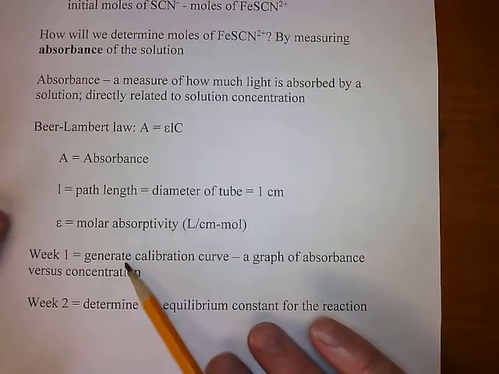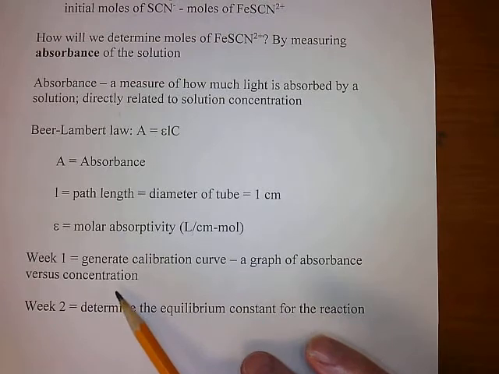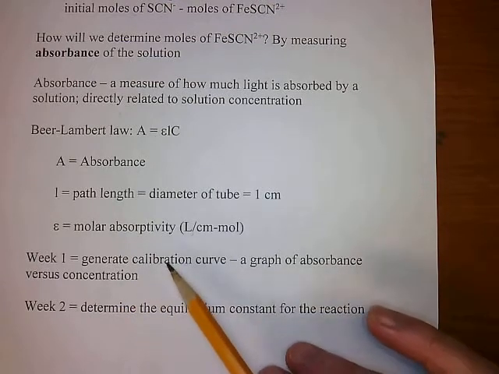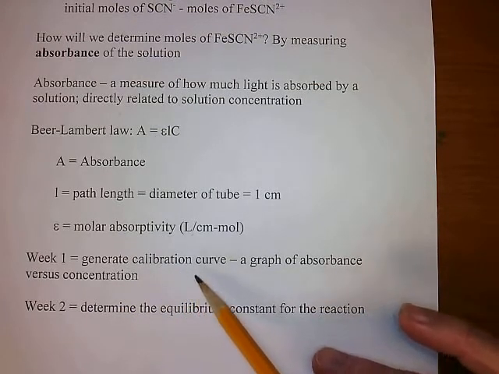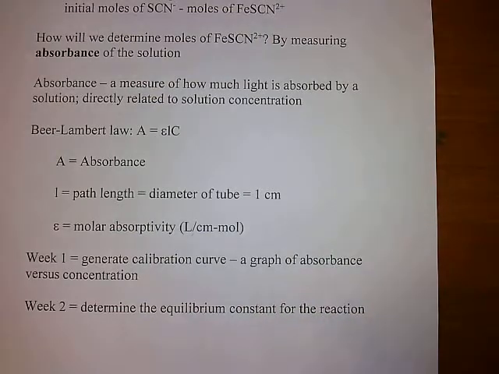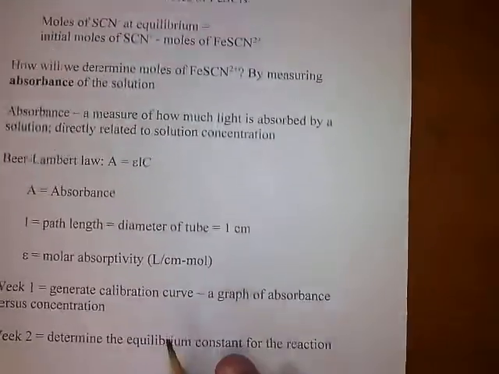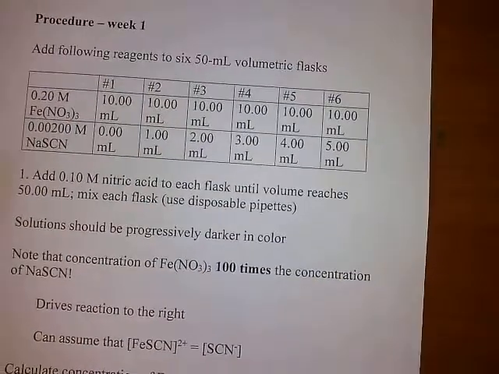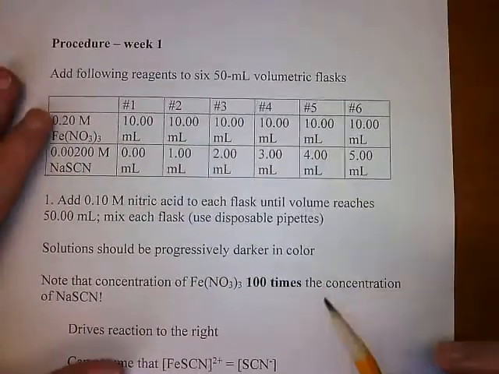So in week 1, we're going to generate a calibration curve. That's basically a graph of absorbance versus concentration, which should be a straight line because absorbance is directly related to concentration. And then in week 2, we're going to determine the equilibrium constant. We'll use the graph to determine the equilibrium constant. So what are we going to do in the procedure for week 1?